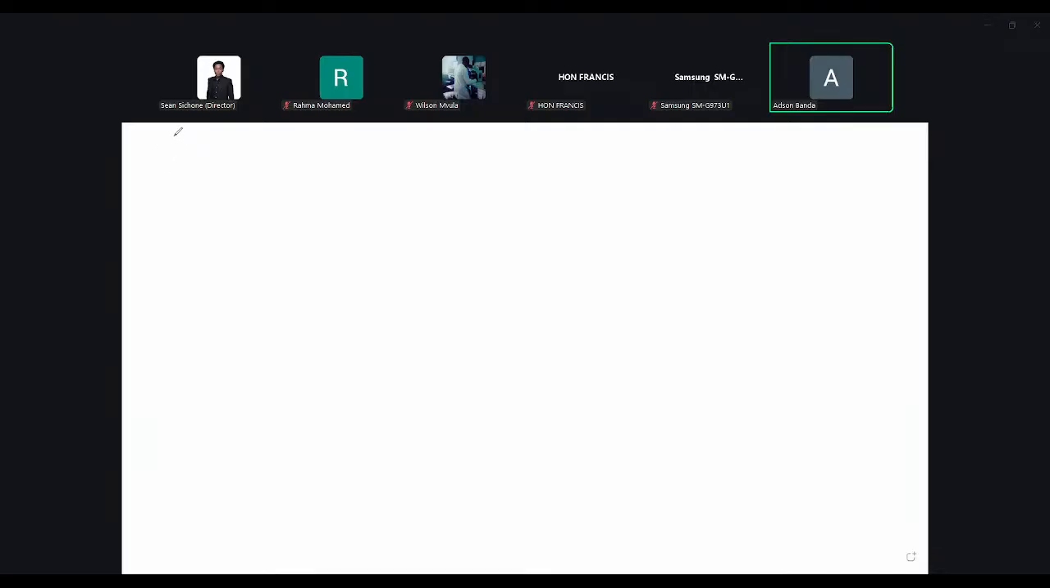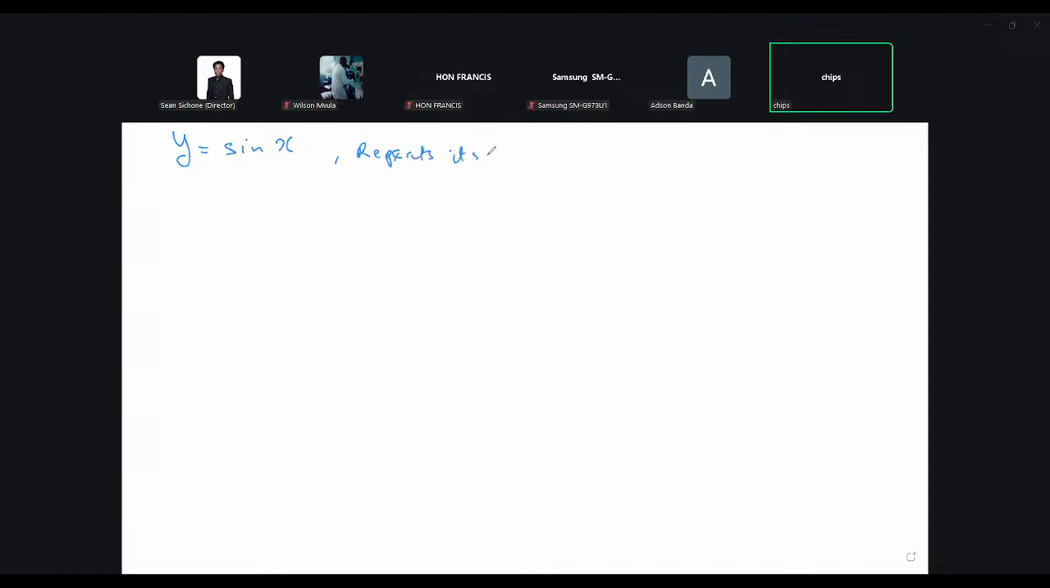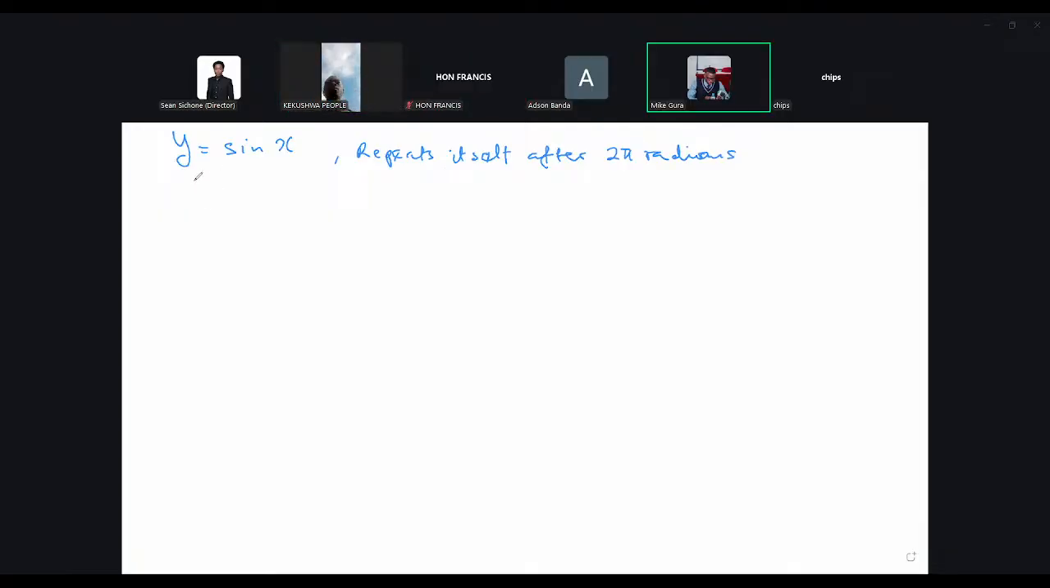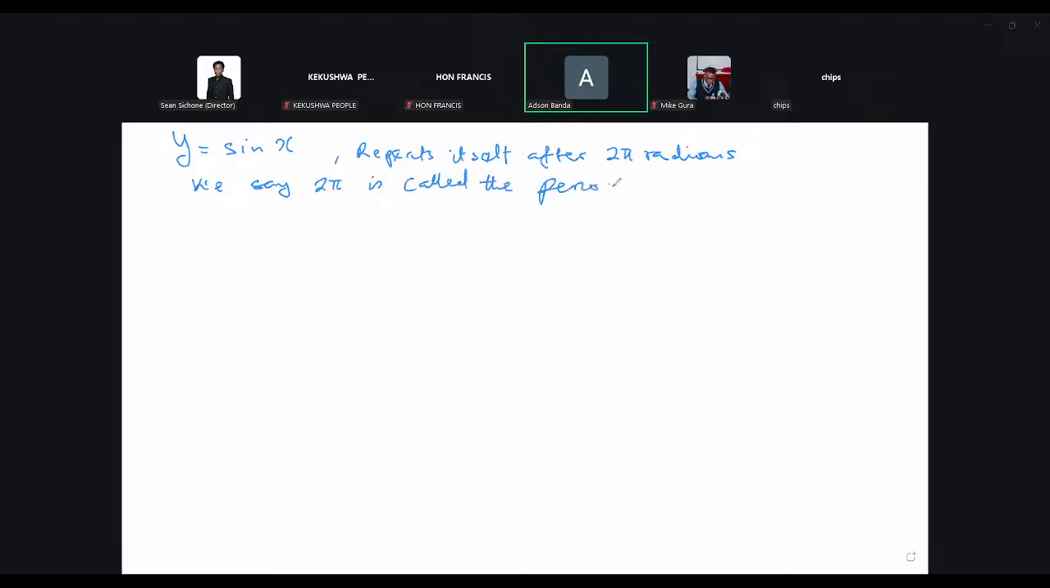So what we remember is that the graph of y is equal to sin x. We were able to draw this graph, and we saw that it repeats itself after 2 pi radians. This is what we established. So in this case, we say that the graph has period 2 pi. So 2 pi is called the period.